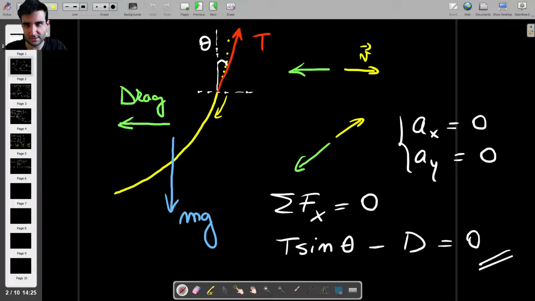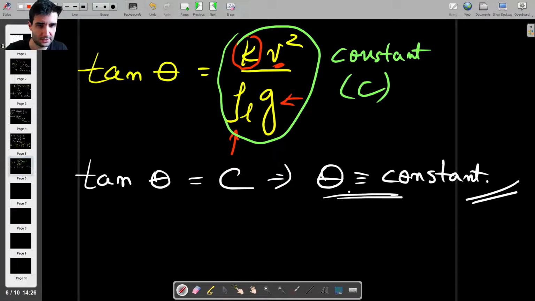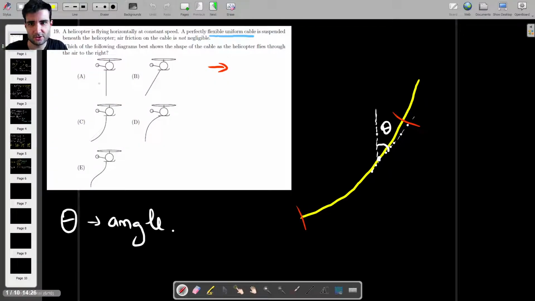Of course, in this diagram that I drew here, the angle theta does change. If you're here, you have a different angle. So the only possible way in which this angle theta is constant, or in which the slope is constant, is if we're dealing with a straight line. A straight line means the correct answer is either A or B, and everything else just goes away.